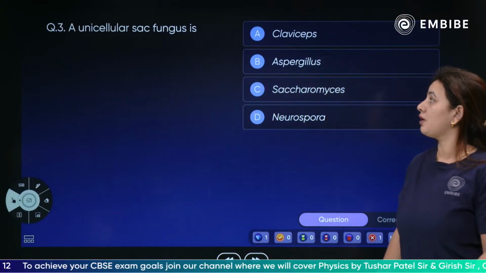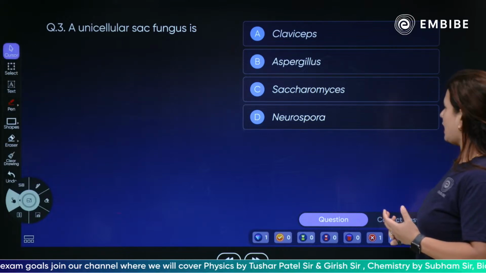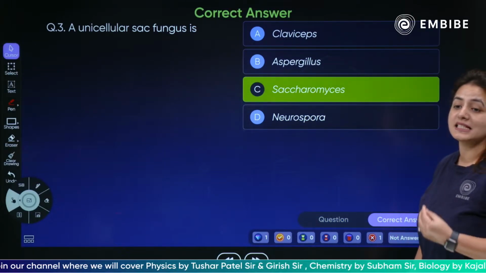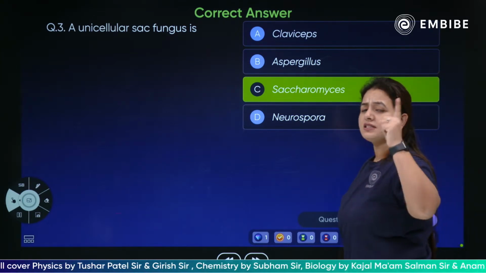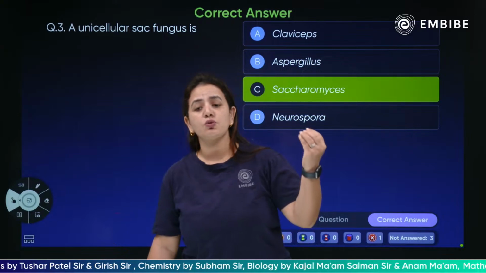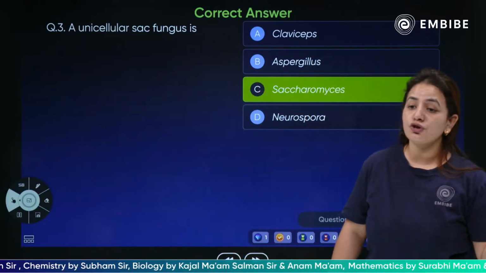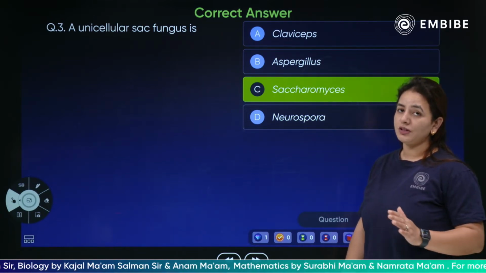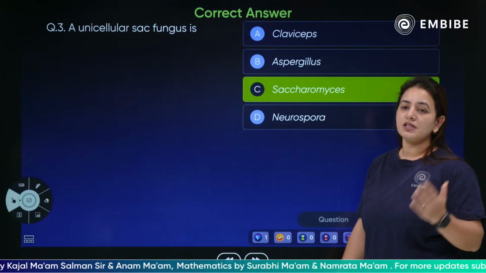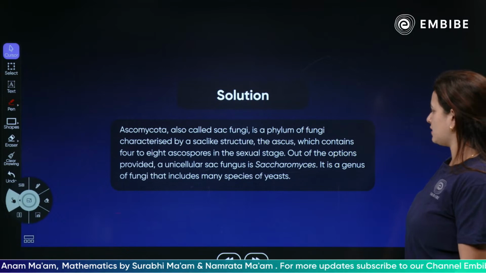The answer, children, is Saccharomyces. Unicellular fungi, children, it's already one unicellular fungus, which is yeast, known as Saccharomyces. Claviceps, Aspergillus, Neurospora are not, they are completely multicellular. There is only one exception among the fungi which is unicellular, it is the yeast, known as Saccharomyces.